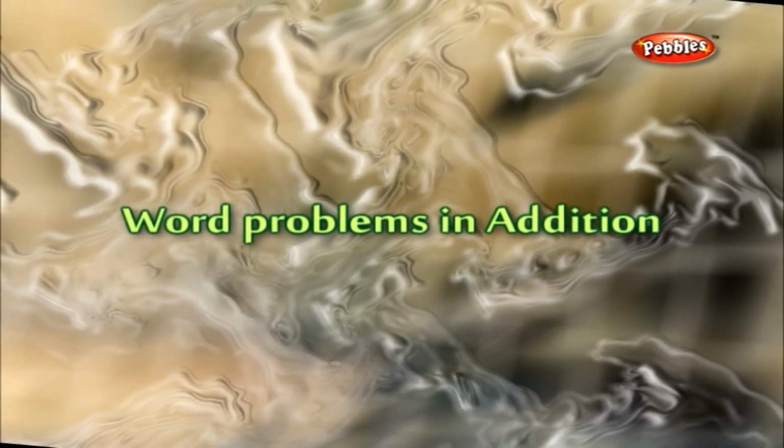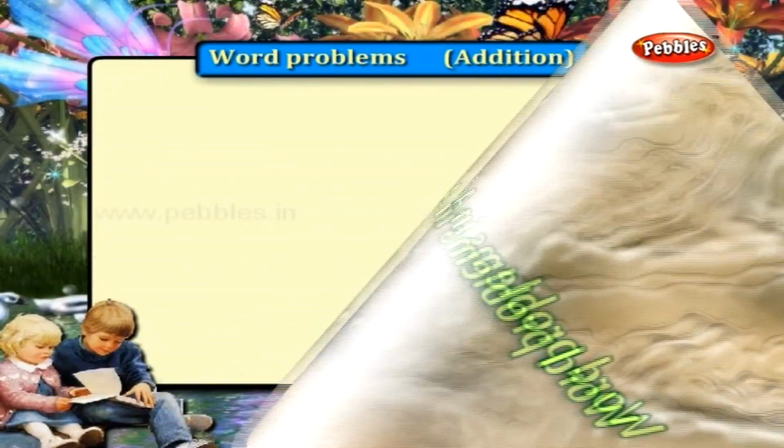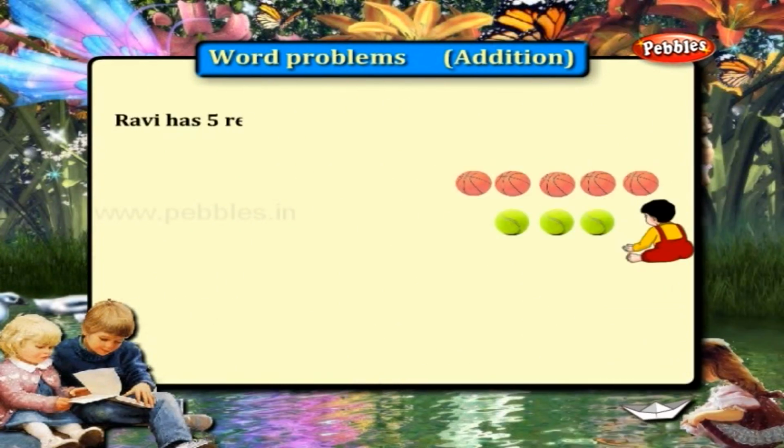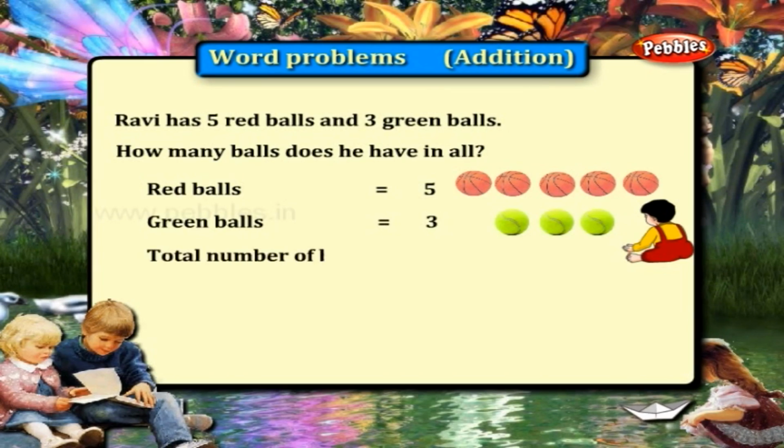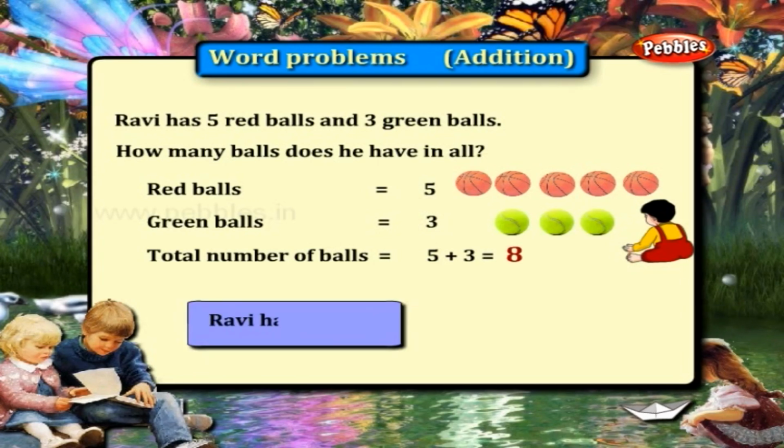Word problems in addition. Ravi has 5 red balls and 3 green balls. How many balls does he have in all? Red balls is equal to 5. Green balls is equal to 3. Total number of balls is equal to 5 plus 3, which is equal to 8. So the answer is Ravi has 8 balls.